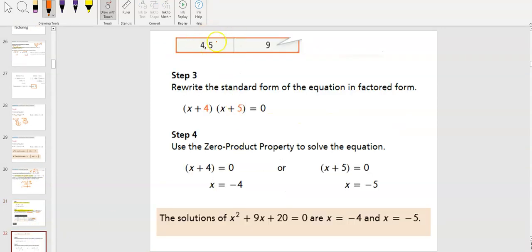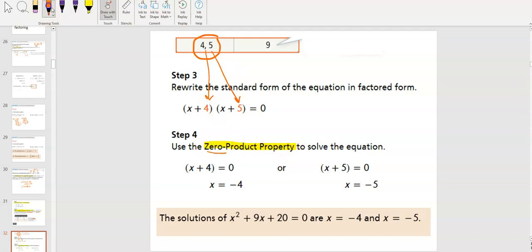So we're going to take the 4 and the 5, and those now become the two pieces in my factored binomial, right? So it says rewrite the standard form of the equation in factored form. Okay, so my 4 becomes what I add here, and my 5 becomes what I add here. Okay, and now I'm going to use the zero product property to solve and find my answer.